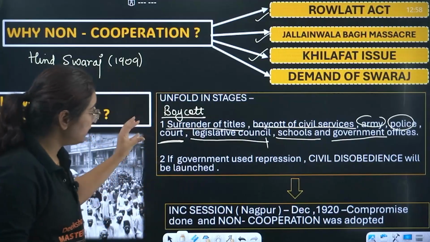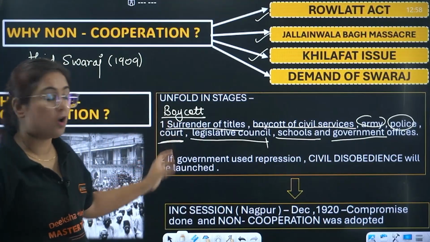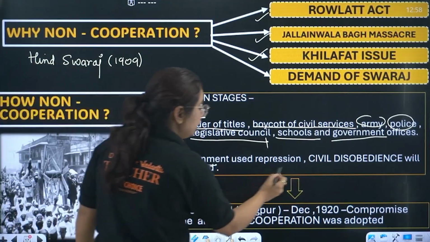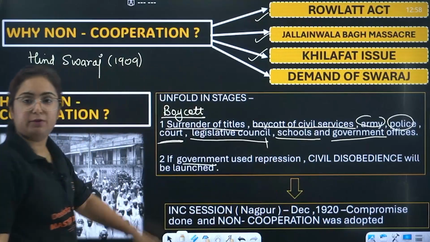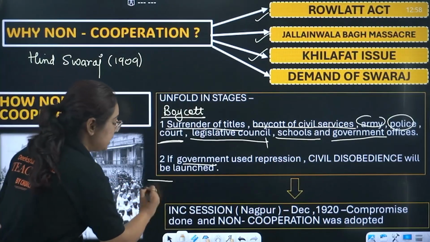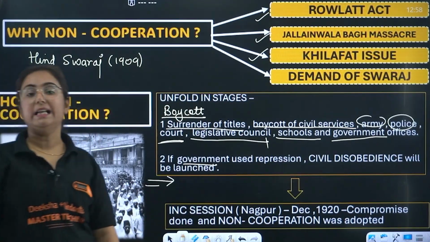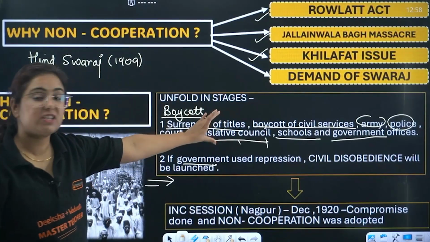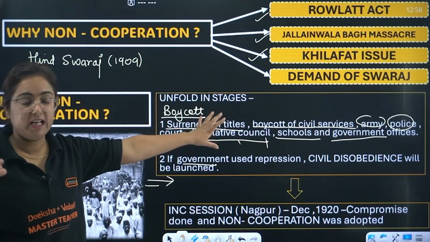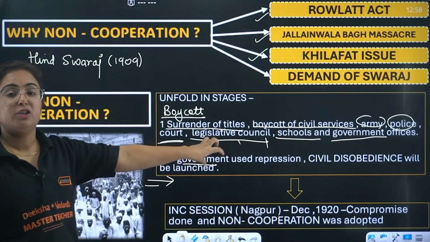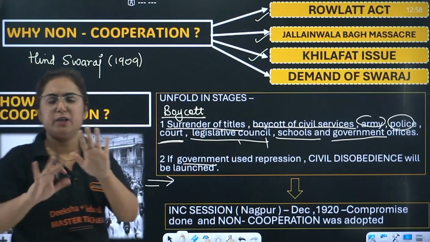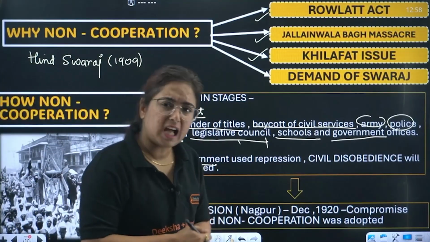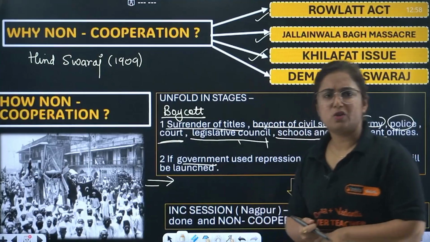Now Gandhiji said to the members of the Indian National Congress, if the government uses repression against us, then we will be launching civil disobedience. We will be launching what? Civil disobedience. In this we are just non-cooperating, but afterwards we will be starting civil disobedience. However, it was not started though. Now what is the issue? Did the members agree?